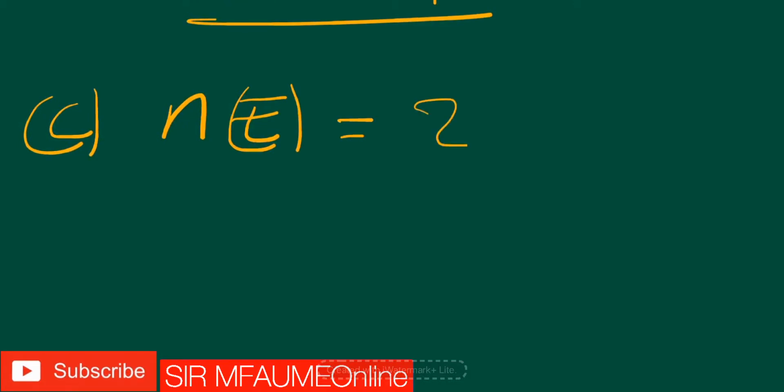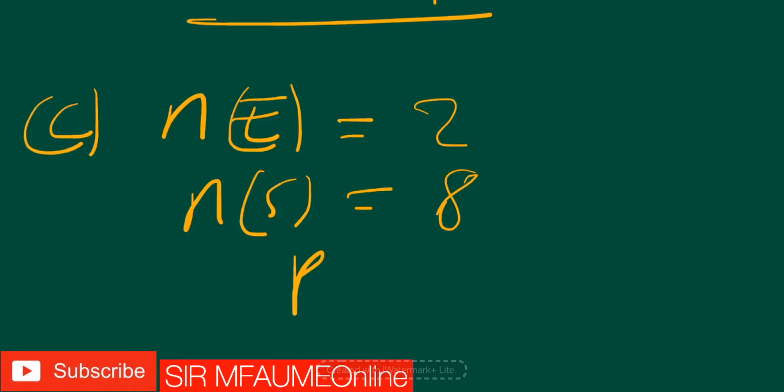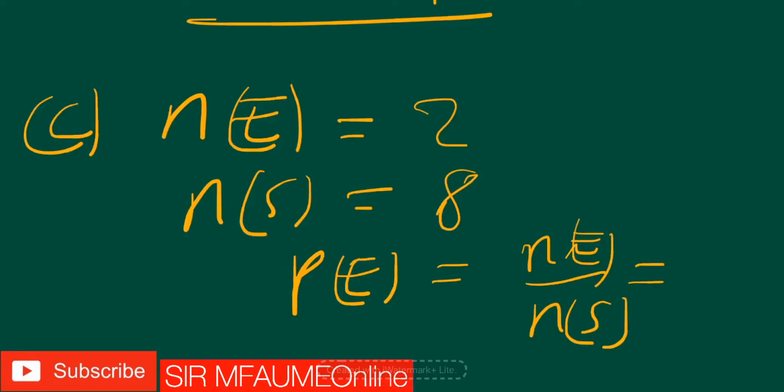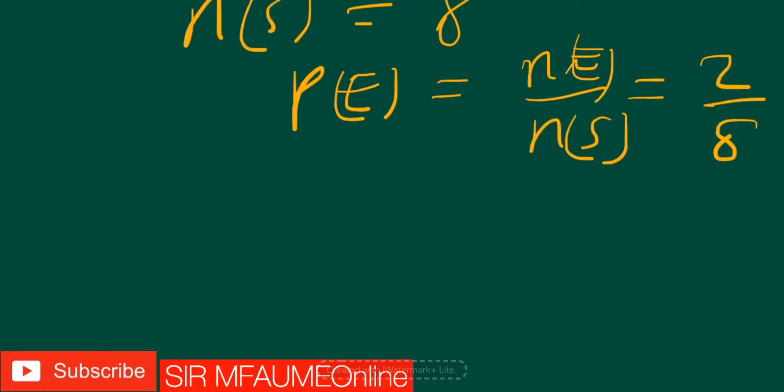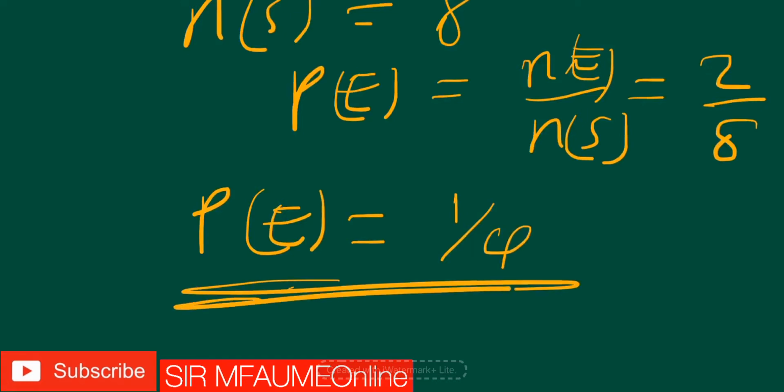And also don't forget our number of samples was equal to 8. Then from there I'm supposed to find the probability of the event by taking the number of events divided by the number of samples. From this I find the number of events equals 2 over the number of samples equals 8. By simplification we find that the probability of the event here equals 1 over 4. So I'm done with it.